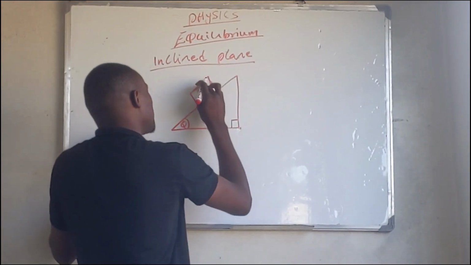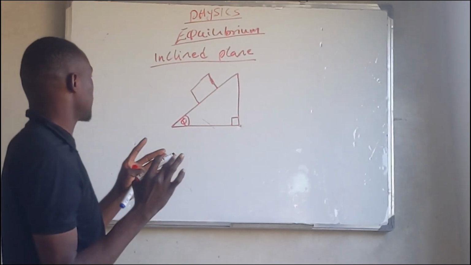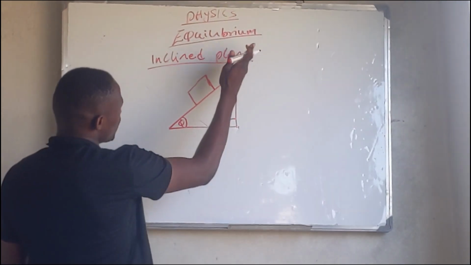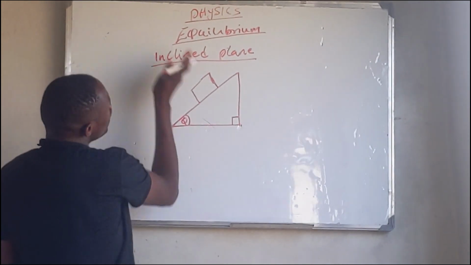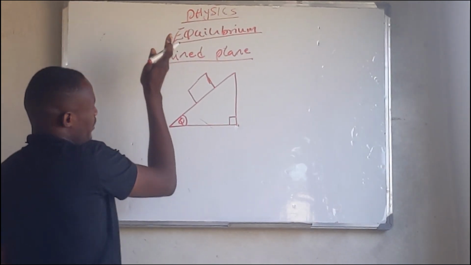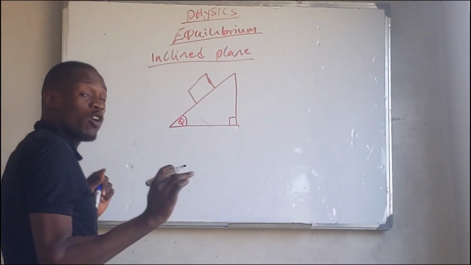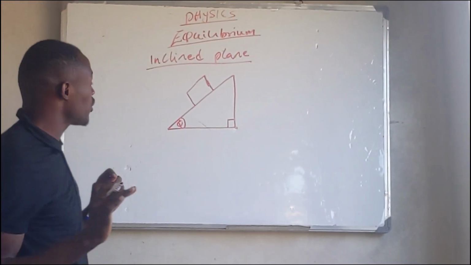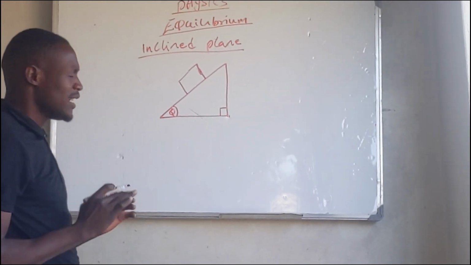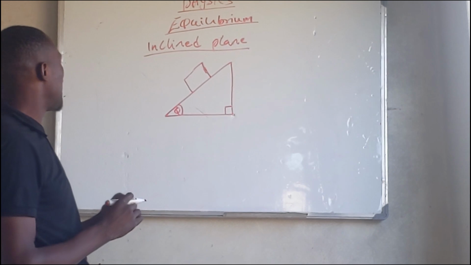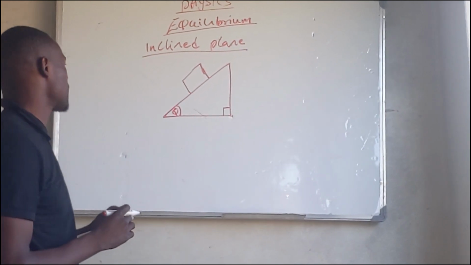We already know that all the forces must be balanced. The force which is trying to move this object upwards or downwards are all equal, because the object is not moving. It is at equilibrium.